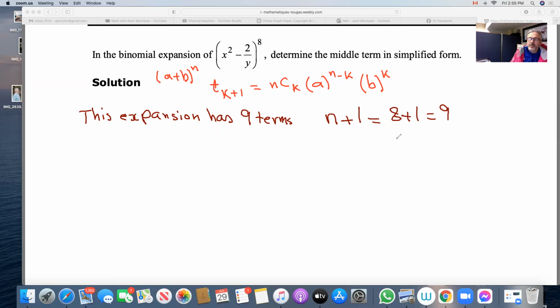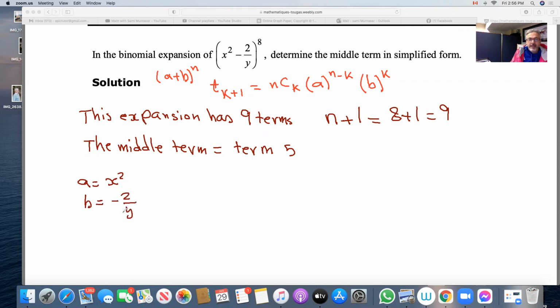So if we have 9 terms, the middle term is term 5. That's the one that's right in the middle in the expansion of 9 terms. So what you need to do here is define your terms right here. A is x squared, b is negative 2 over y, n is 8, and the trick is k.